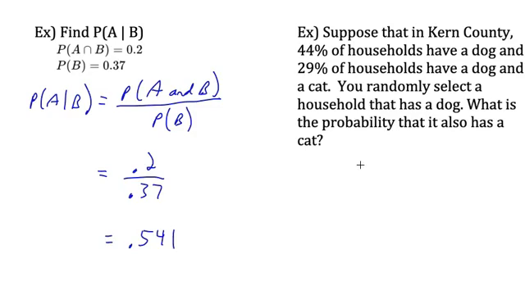Now, suppose that in Kern County, 44% of households have a dog, and 29% of households have a dog and a cat. You randomly select a household that has a dog. What is the probability that it also has a cat? So they're telling us the household has a dog. That's the given information. And we're wondering what the probability is that it also has a cat.